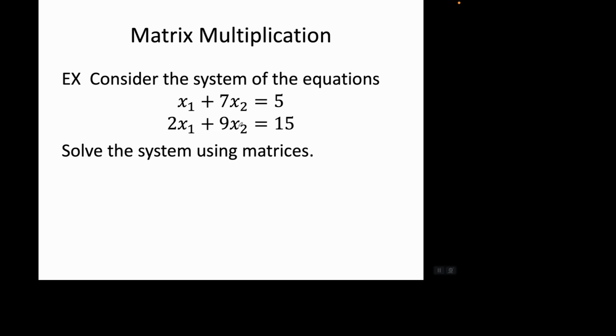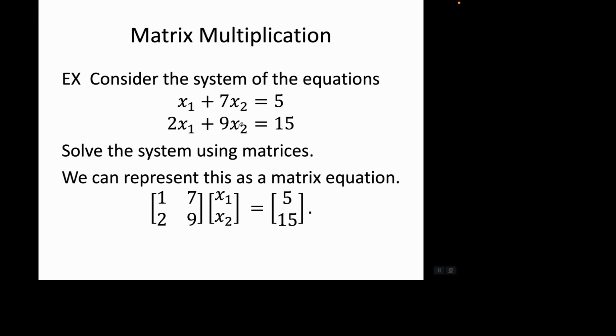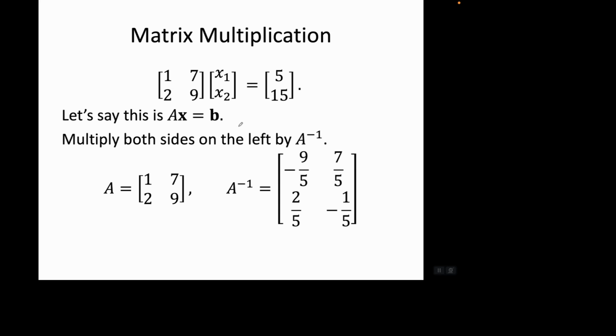Consider the system of equations x1 plus 7x2 equals 5, 2x1 plus 9x2 equals 15. Solve the system using matrices. We can represent this system of equations as a matrix equation. So [1 7; 2 9] times [x1; x2] equals [5; 15]. We've seen that before. Let's say this is Ax equals b. In other words, this is our A, this is our x, and that's our b.